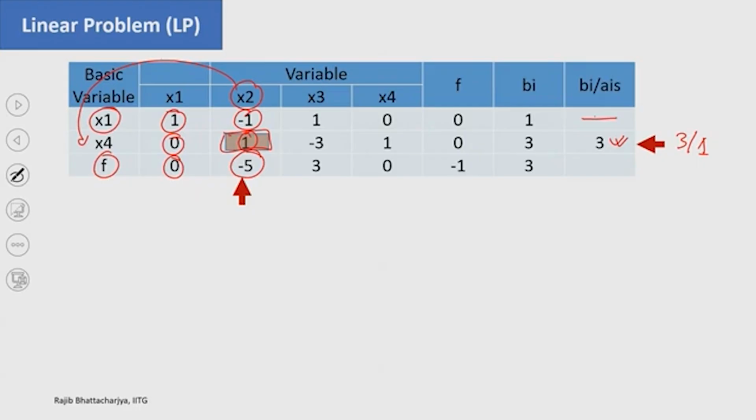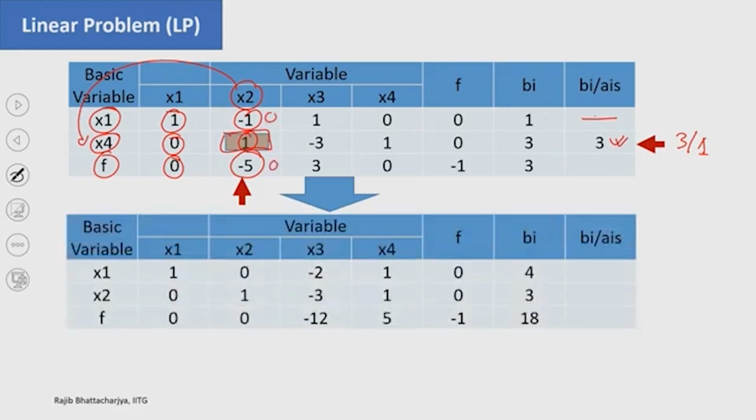That means x4 will leave the basis and in place of x4, x2 will enter into the basis. What you have to do now is make this particular one, which is already 1, and this we have to make 0 and this we have to make 0. Finally, we get this particular table. You just see that for x1 this is 1 and 0, 0, and for x2 this is 0 and this is 0 and this is 1.